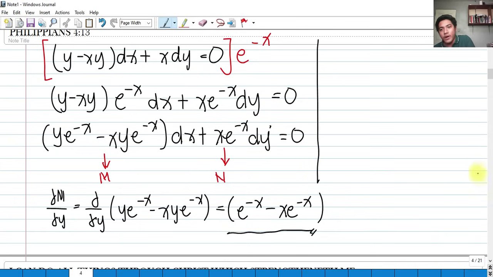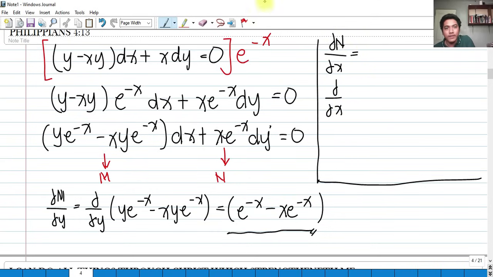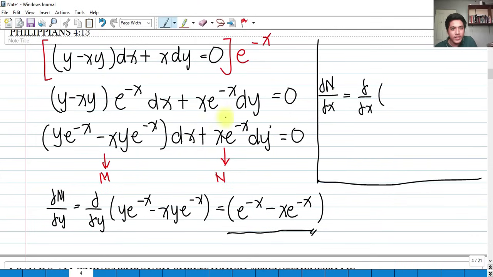Again, if we get the partial of n with respect to x, I will be bringing this down. So let's try here again. Partial of n with respect to x, because that's our condition again when we are trying to solve an exact differential equation. So new n, what is our new n? This is x e raised to negative x.